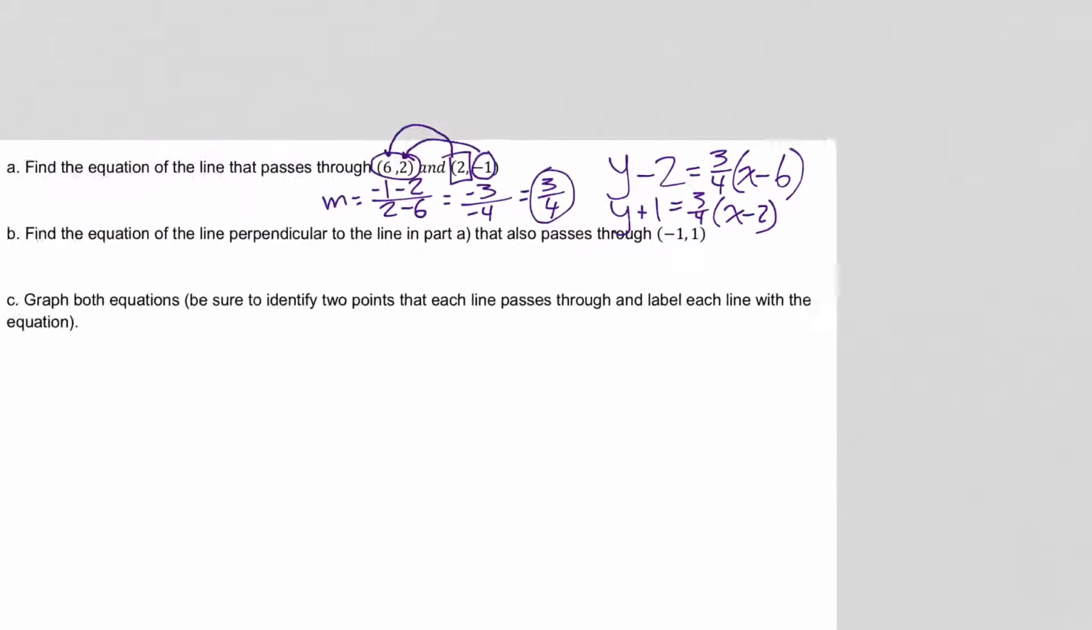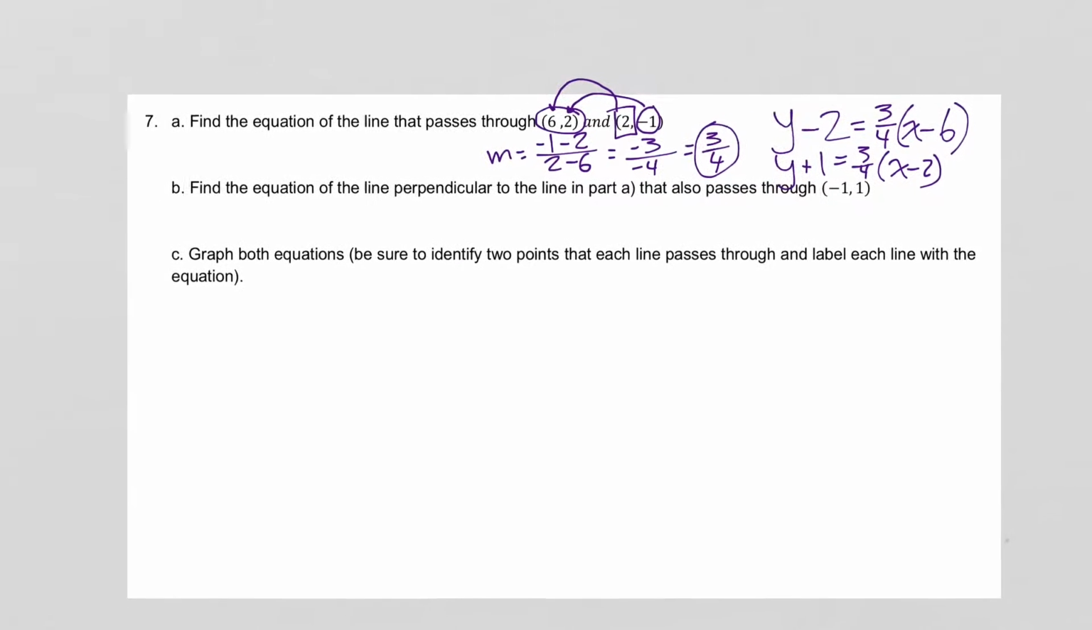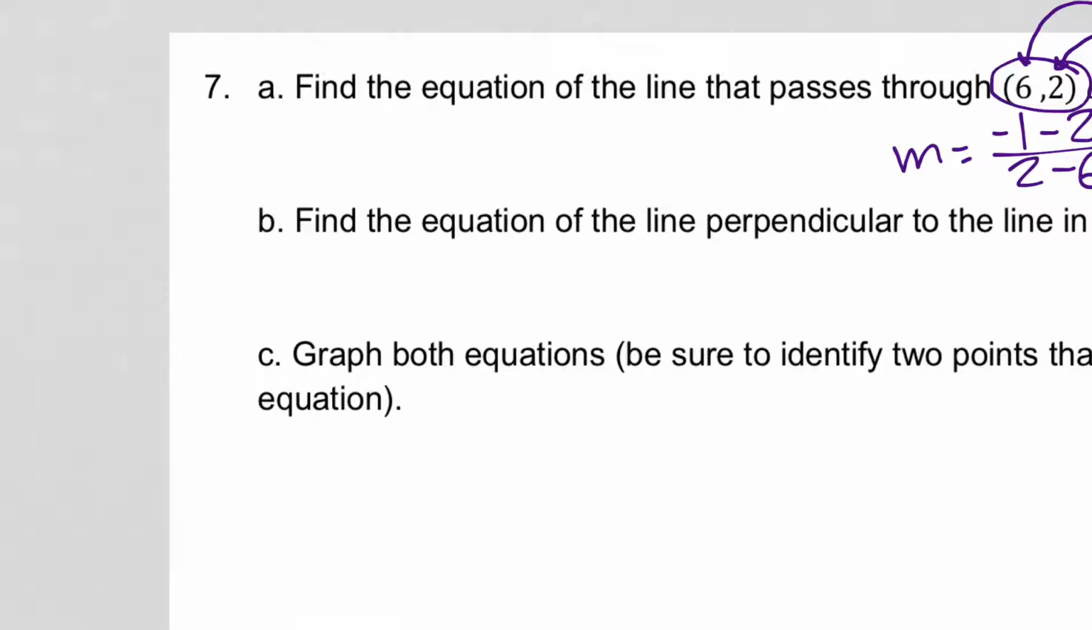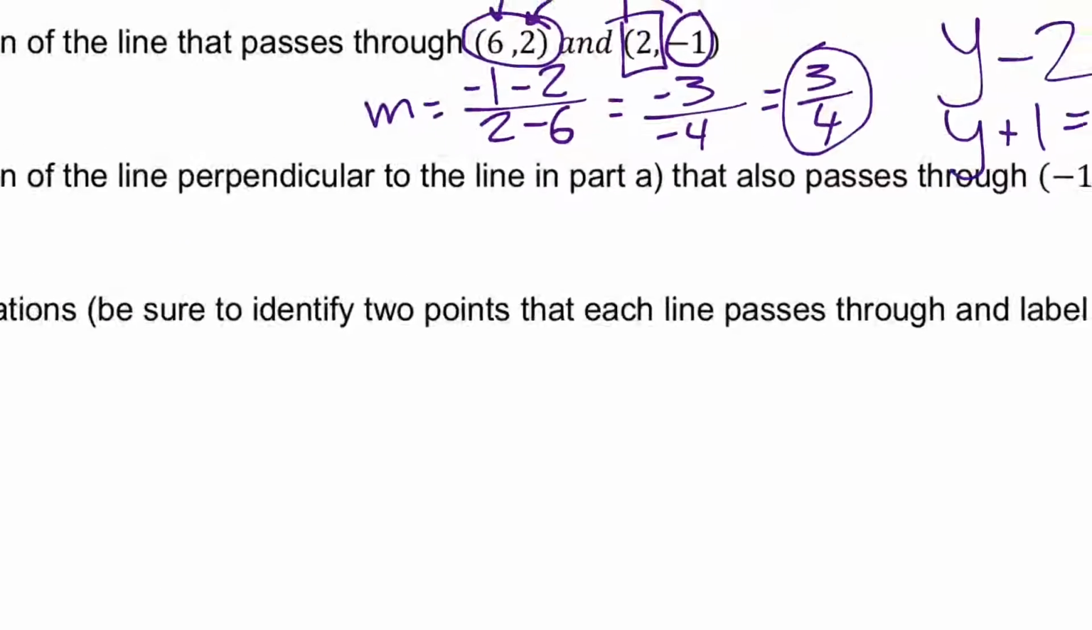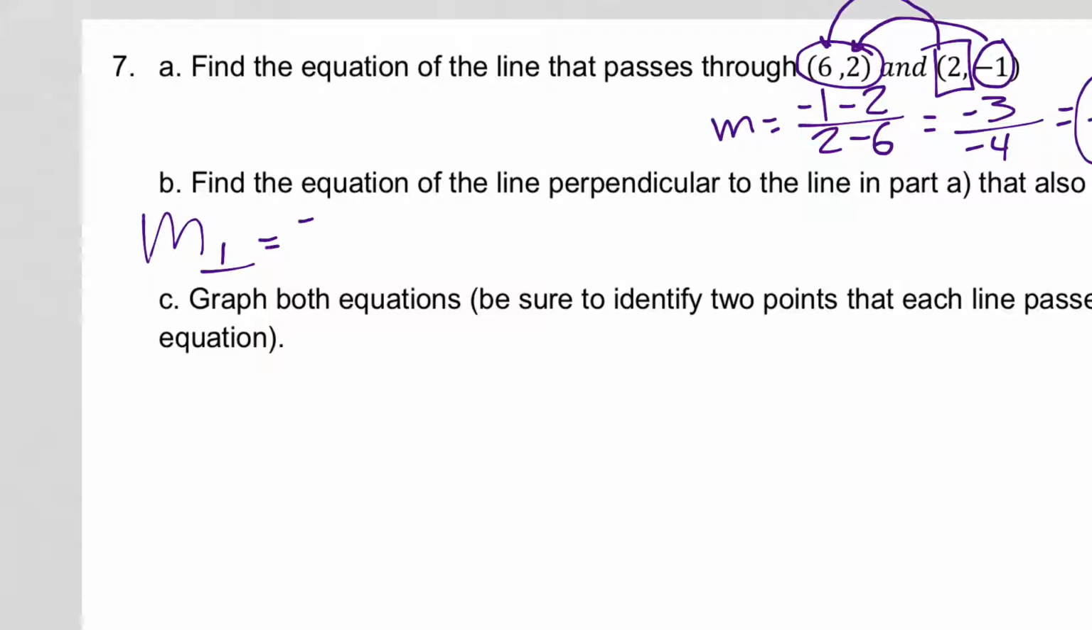All right, well, what about B? B says write the equation of the line that is perpendicular to the other line and passes through a specific point. Well, what you need to know is that if it is perpendicular, the slope will be an opposite reciprocal. So we have the slope 3/4. The opposite reciprocal of 3/4 is -4/3. Flip the fraction, change the sign.